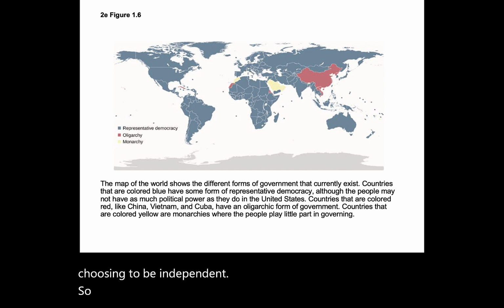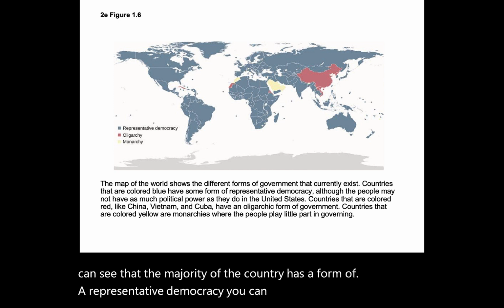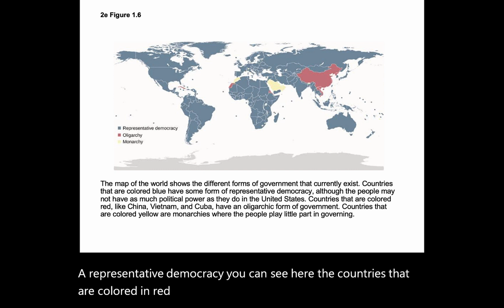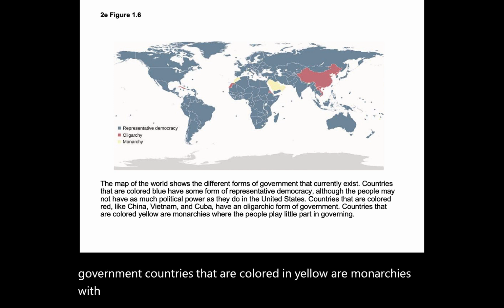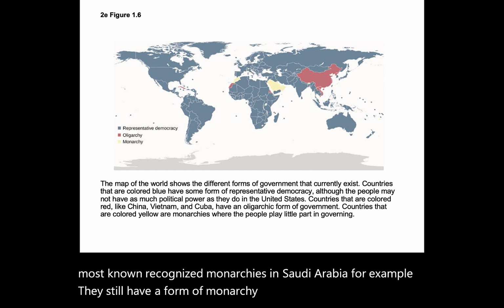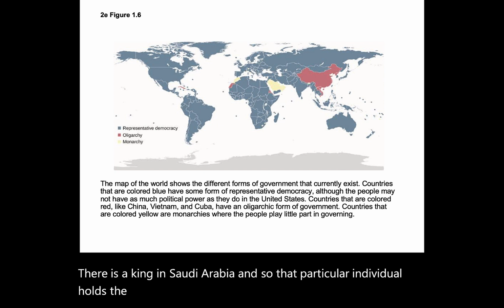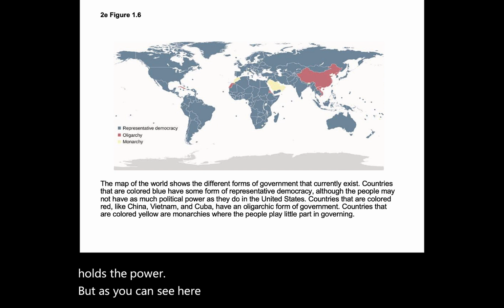So, of course, you can see here the different types of government. You can see that the majority of the world has a form of representative democracy. Countries colored in red, like China and Vietnam, have an oligarchy form of government. Countries colored in yellow are monarchies, where the people have very little say in government. One of the most recognized monarchies is Saudi Arabia, for example. They still have a form of monarchy. There is a king in Saudi Arabia, and that particular individual holds the power. But as you can see here, throughout the world, there is representative democracy.